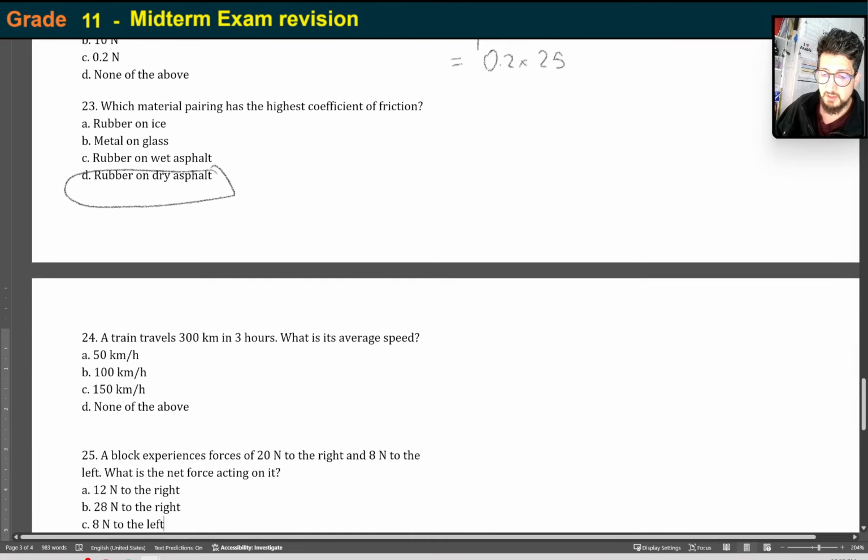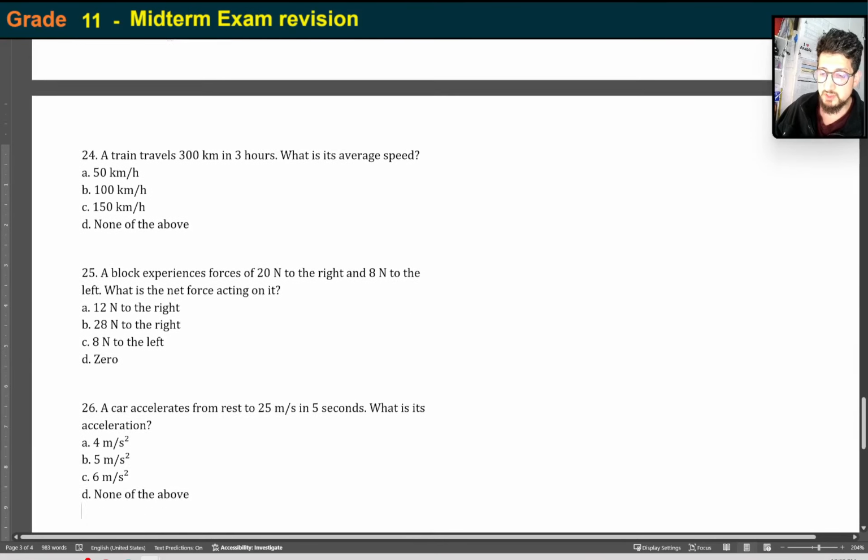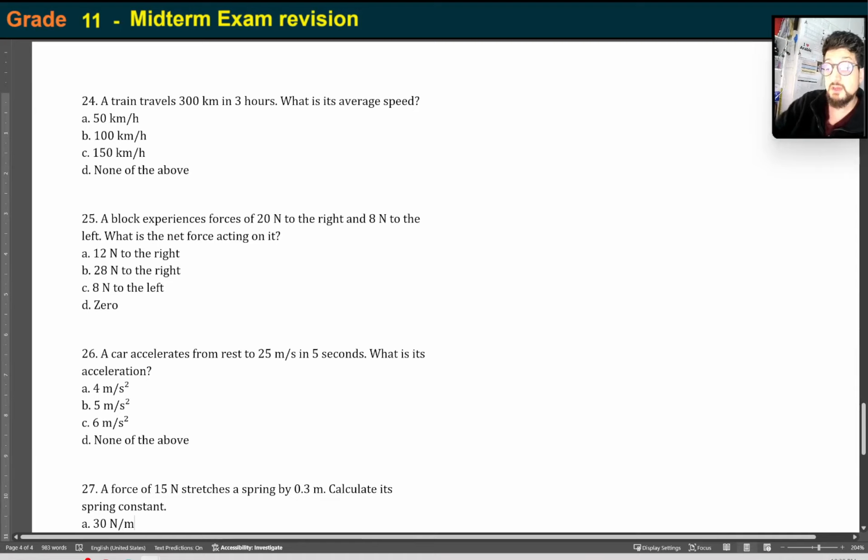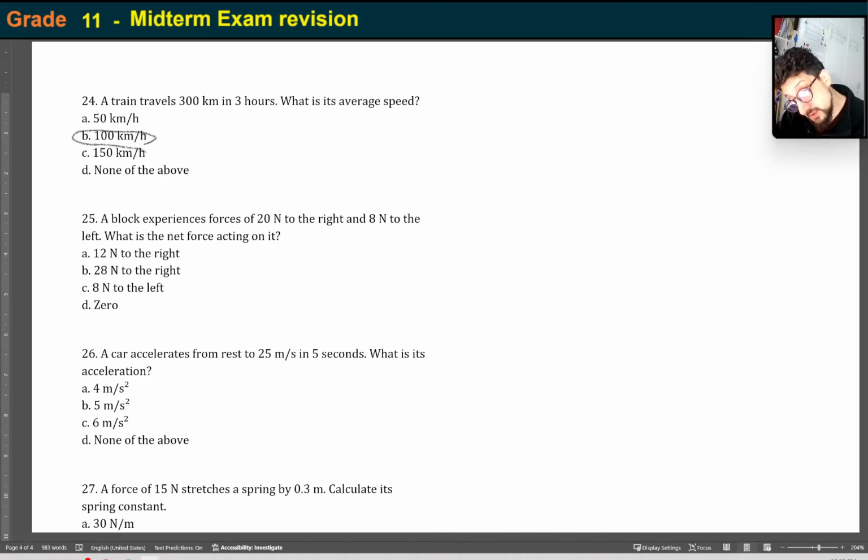Let's keep going. A train travels 300 kilometers in 3 hours. What is the average speed? So in 1 hour, it's going to be 100 kilometers per hour. Distance over time. A block experiences a force of 20 newtons to the right and 8 newtons to the left. What is the net force acting on it? It's going to be 12 newtons to the right, because that's 20 to the right and 8 to the left.